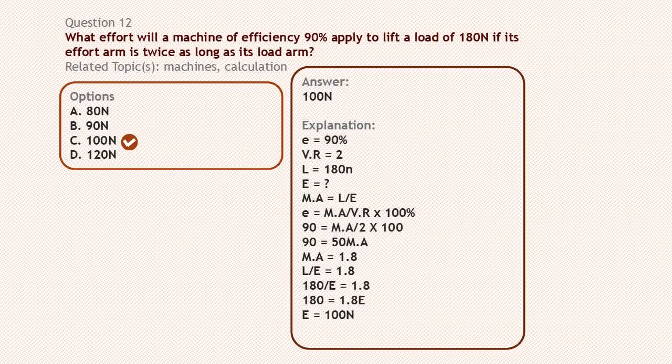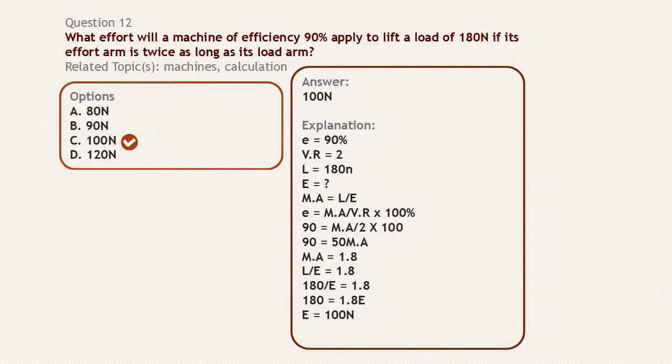Then we'll go back to using this formula here. That mechanical advantage is equal to load over effort, or you can say that the load over effort is equal to mechanical advantage. So the load over effort is equal to the value that we got here for mechanical advantage, which is 1.8. So we have the load 180 over the effort E is equal to 1.8.